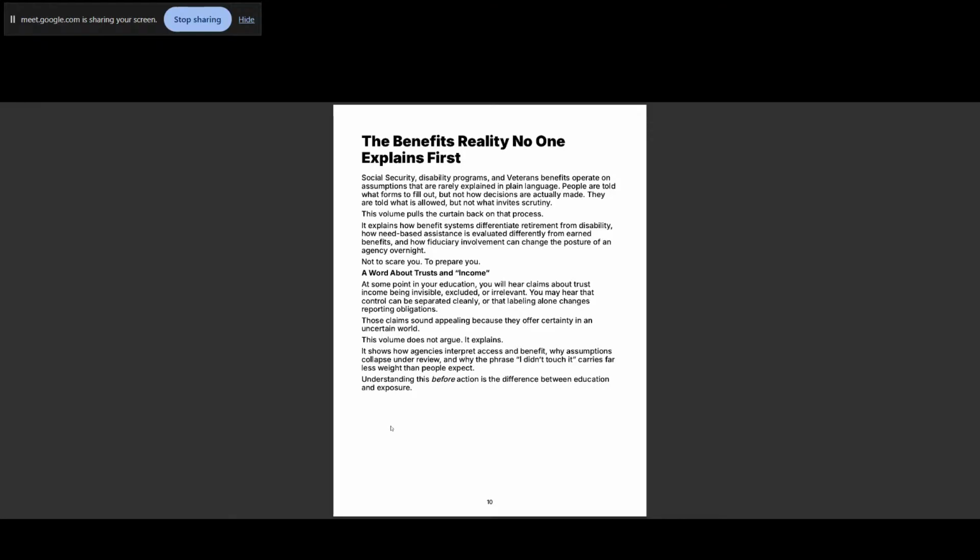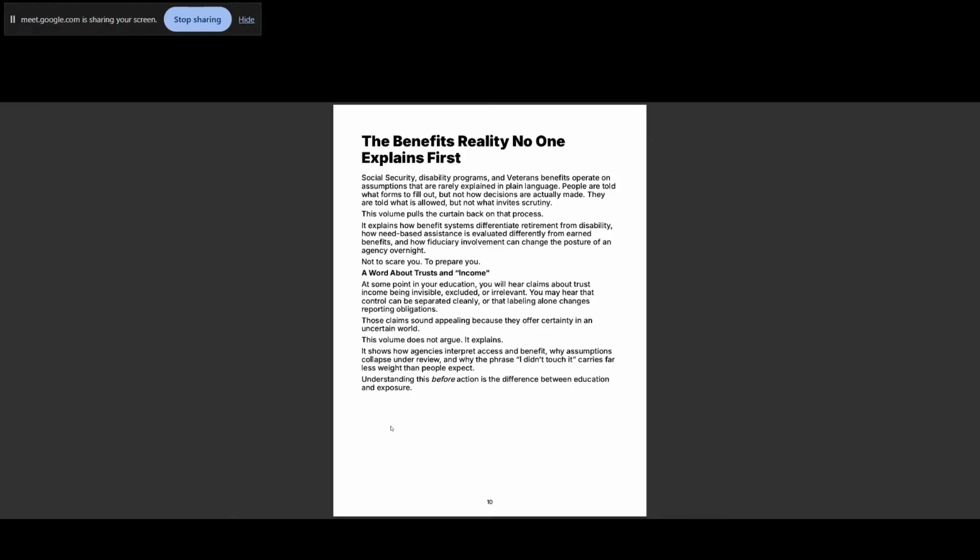It explains how benefit systems differentiate retirement from disability, how needs-based assistance is evaluated differently from earned benefits, and how fiduciary involvement can change the posture of the agency overnight. Not to scare you, to prepare you.